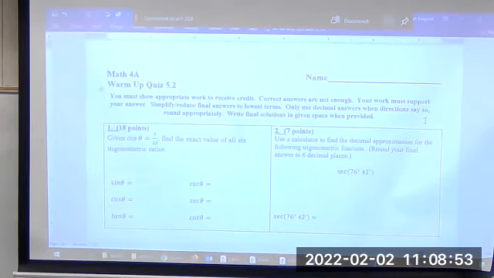Don't forget to put units. Stay hot. Put minutes and round to the nearest 100. So right there, that's 7.